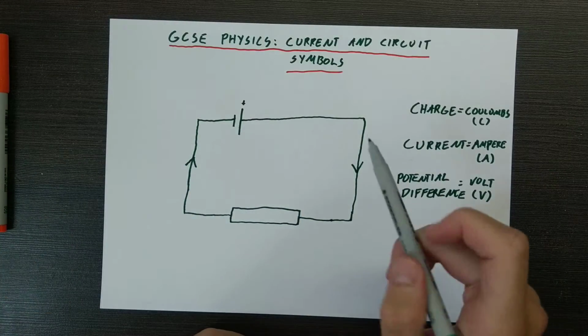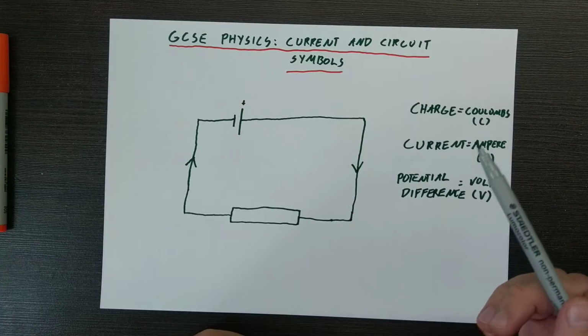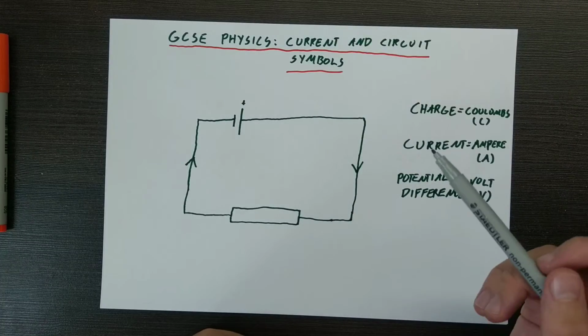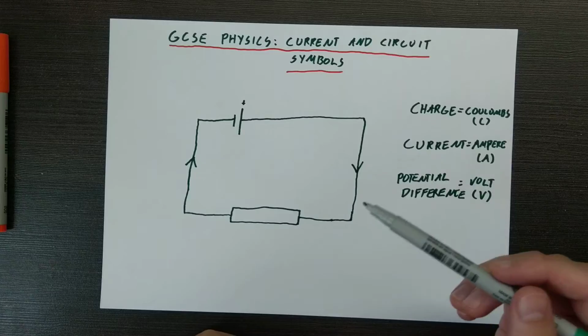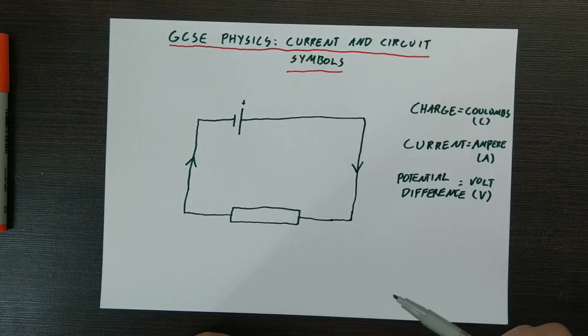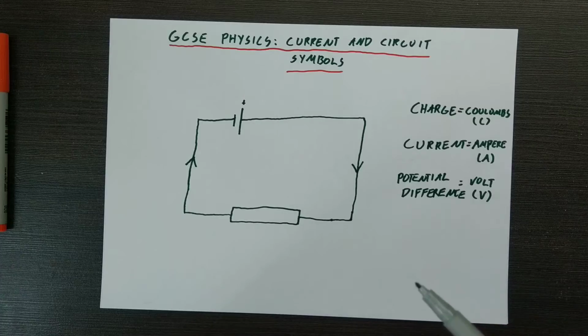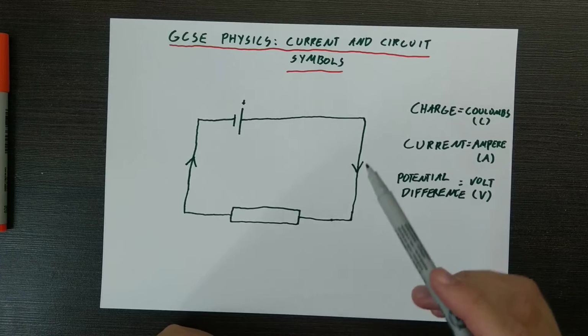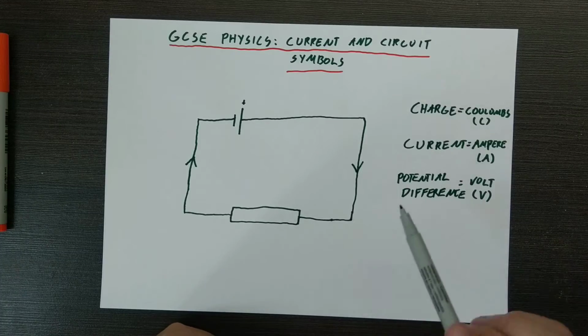So today we'll cover a bit about the three main parameters, the three main units that you need to understand: charge, current, and potential difference. And I will also show you all these different circuit symbols that you need to know. So without further ado, let's get started.